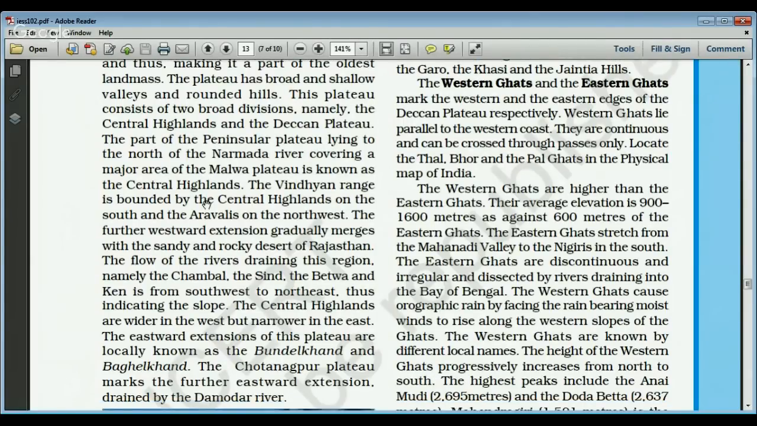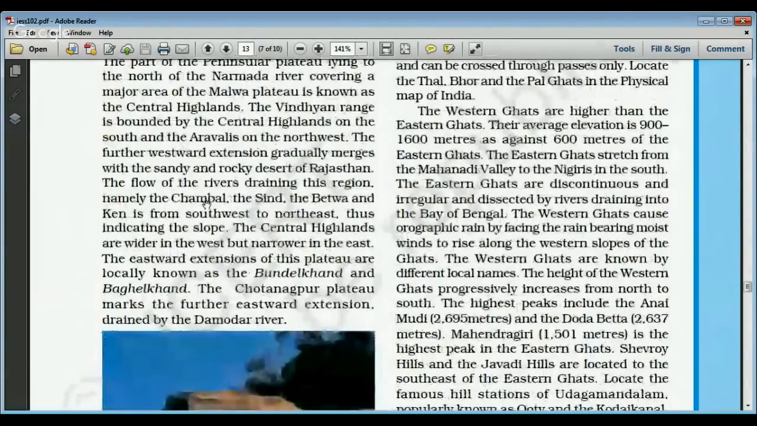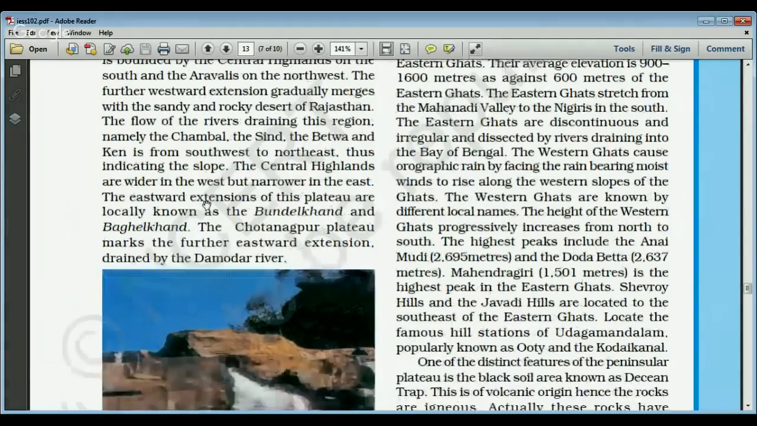Now, if you see the differences between the Western Ghats and the Eastern Ghats, the Western Ghats are higher. The average elevation of the Western Ghats is around 900 to 1600 meters, but the average elevation of the Eastern Ghats is only 600 meters. The Eastern Ghats stretch from the Mahanadi Valley to the Nilgiri in the south. The Eastern Ghats are discontinuous and irregular, dissected by the rivers draining into the Bay of Bengal, but the Western Ghats are continuous.